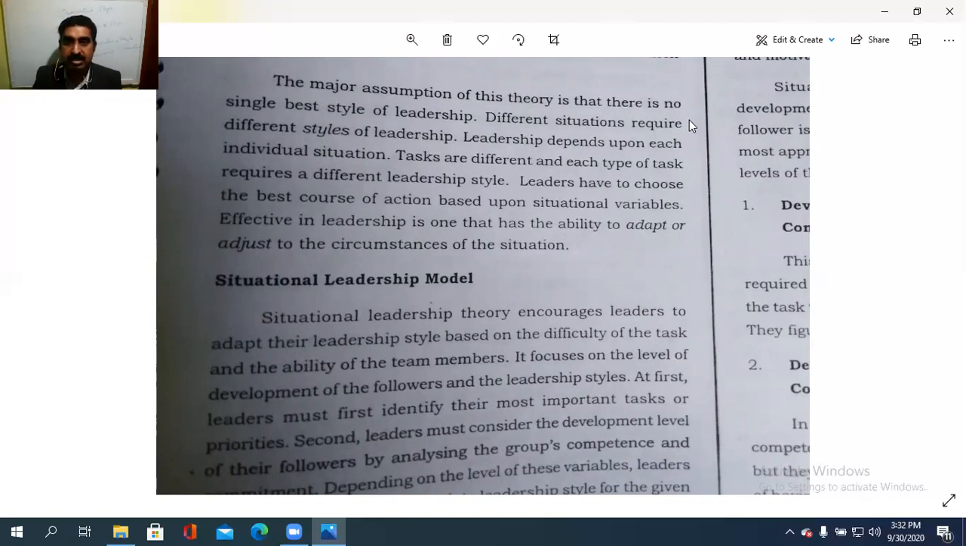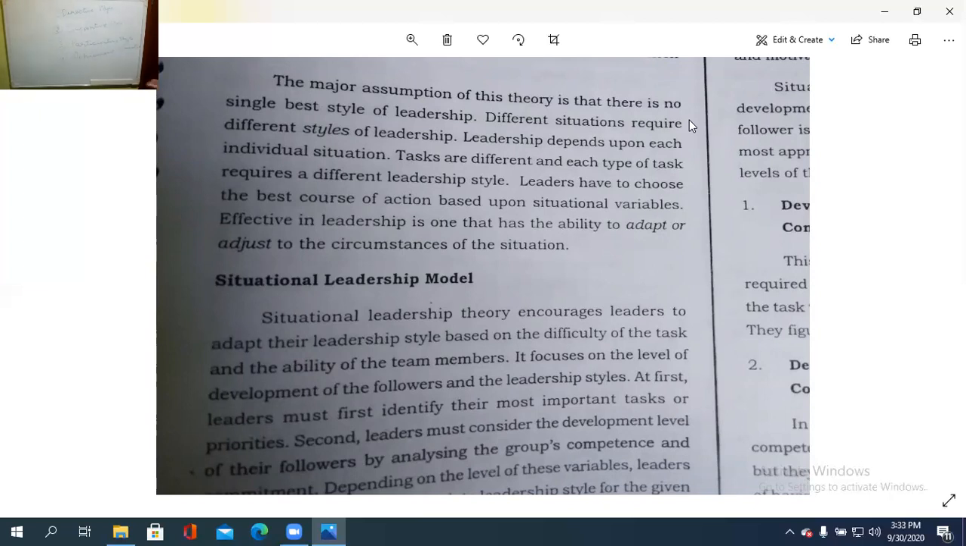Major assumption of this theory is that there is no single best style of leadership. Different situations require different styles. Leadership depends upon each individual situation, as tasks are different and each type of task requires different leadership style. There will be many different works, so accordingly they have to approach it. Okay, leaders have to choose the best course of action based upon situational variables. So situation is one of the important aspects with regard to the leadership style.